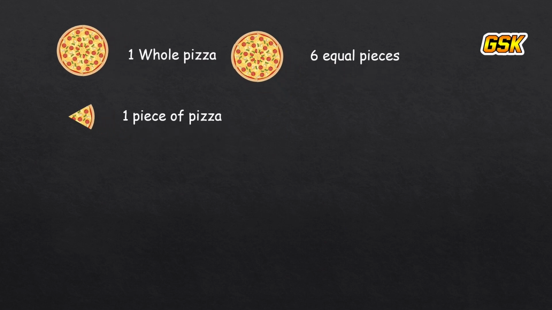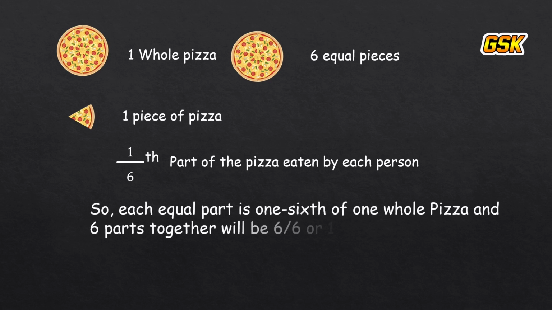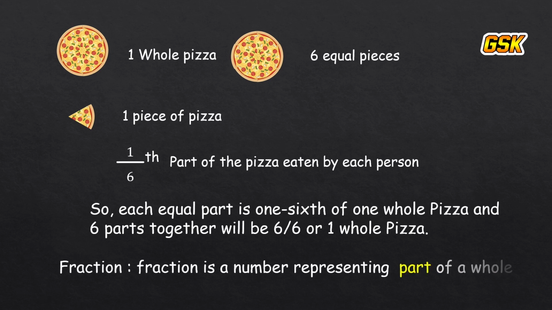So what is the fraction of one piece in the whole pizza? We can write it as 1 by 6. And how much did they eat? 1 by 6th part of the pizza was eaten by each person, so we can write 1/6. Each equal part is 1/6 of the whole pizza, and 6 parts together will be 6 by 6, or one whole pizza. So what is a fraction? A fraction is a number representing part of a whole.